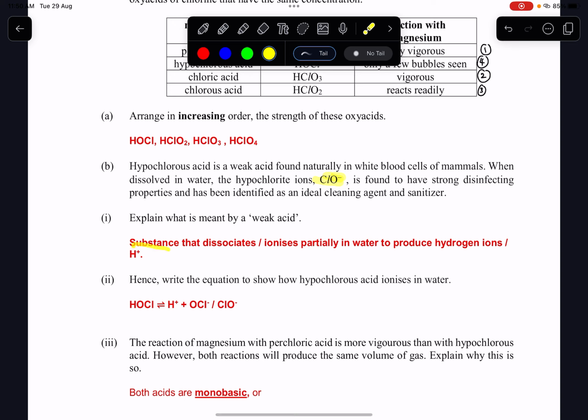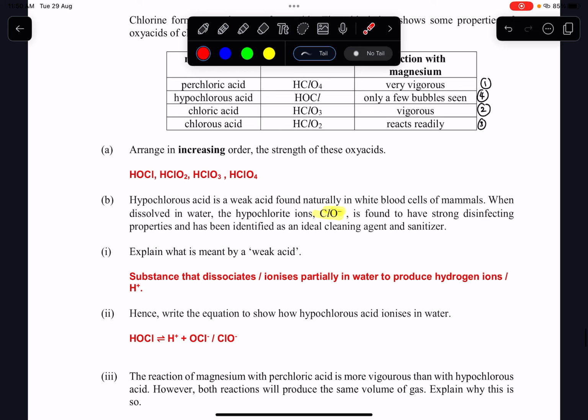So you'll say a substance that will dissociate or ionize partially in water to produce hydrogen ions. A lot of you forgot about the hydrogen ions portion. You still have to explain that it is an acid, because it is in brackets. So you have to explain the acid portion as well, which is to give off H plus ions. Hence, write the equation to show how it ionizes in water.